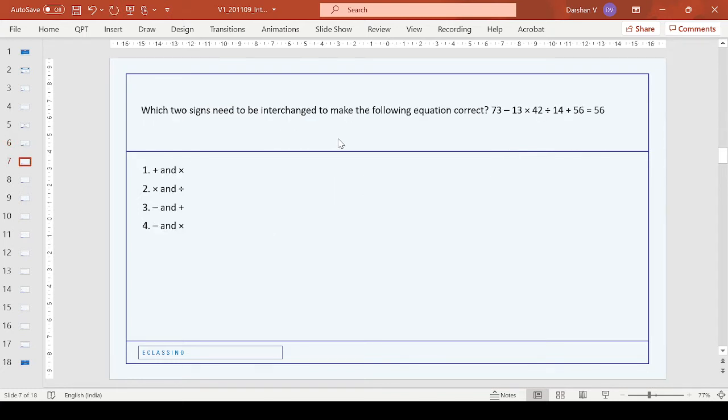Now, which two signs needs to be interchanged to make this following equation correct? So the only way to solve this is by interchanging the signs in the equation, and solving for each case. Something which will take time, so I will come back to this later.